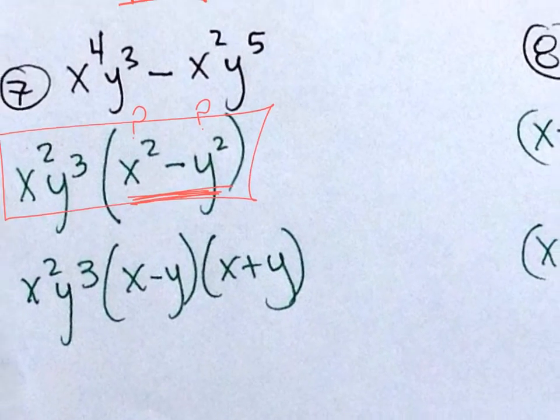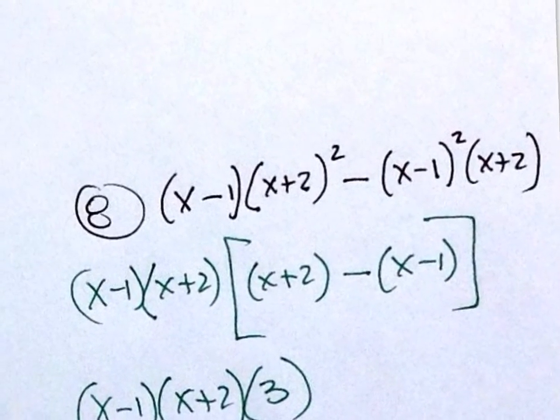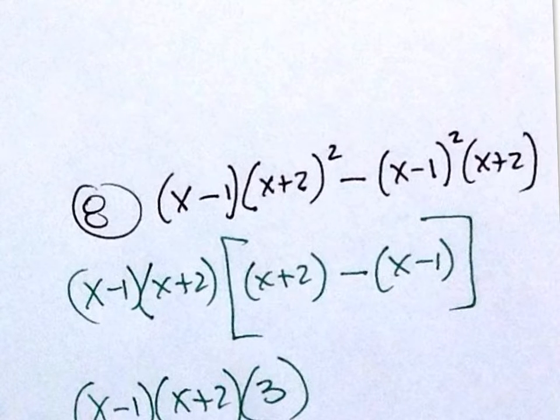Alright, number 8. So this is pretty similar, except instead of the x's and y's we have these binomials. But you see one of the terms is x minus 1, so this is to the first, this is to the second. This might help. Write the little ones in there. So we can get x minus 1 to the first, and then here we have x plus 2 to the first and to the second, so x plus 2 to the first.